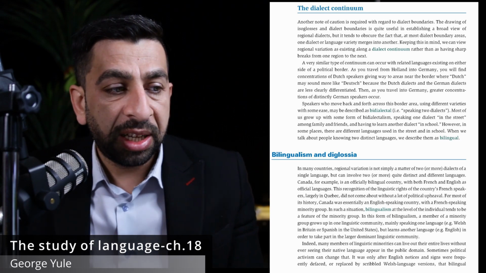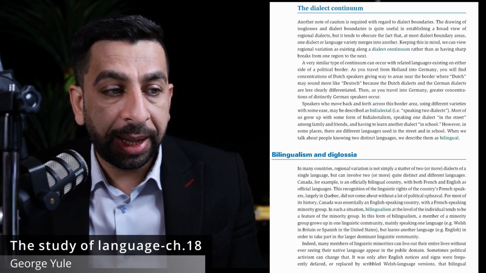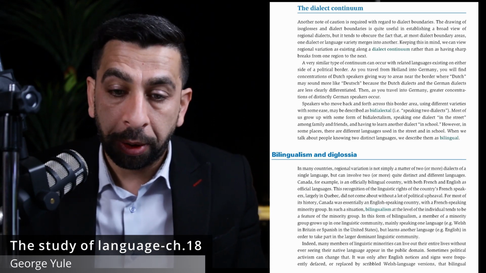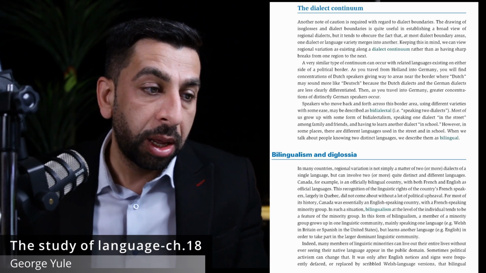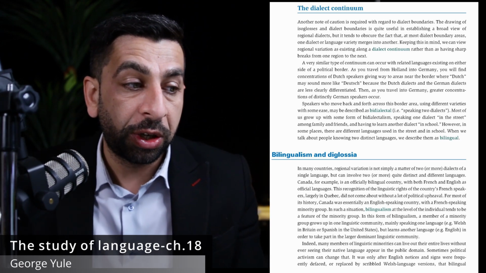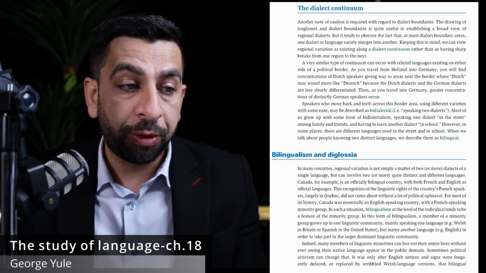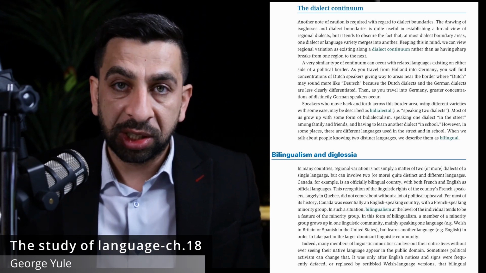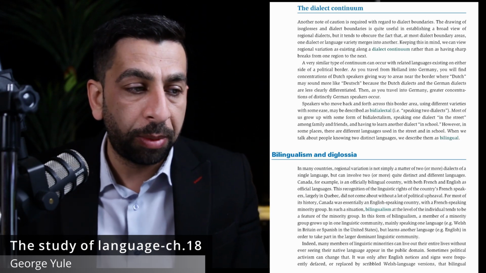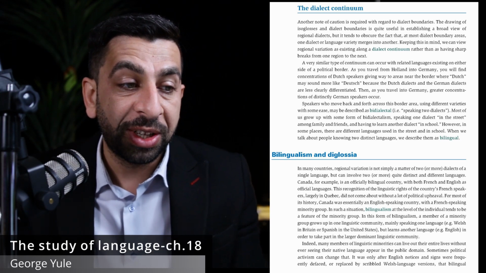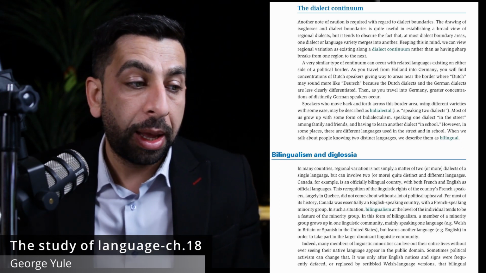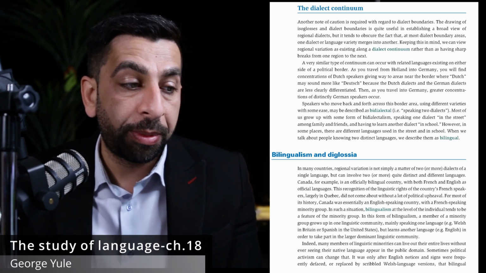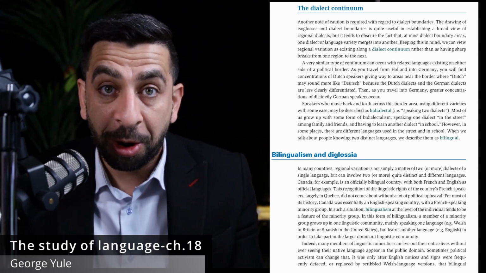A very similar type of continuum can occur with related languages existing on either side of a political border. على الحدود السياسية ممكن بين المناطق. As you travel from Holland into Germany, you will find a concentration of Dutch speakers, تركيز من المتحدثين باللغة الهولندية, giving way to areas near the border where Dutch may sound more like Deutsch, because the Dutch dialects and the German dialects are less clearly differentiated and they are merging.